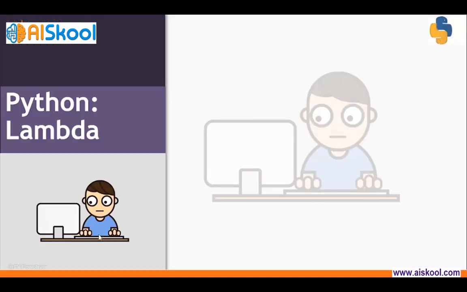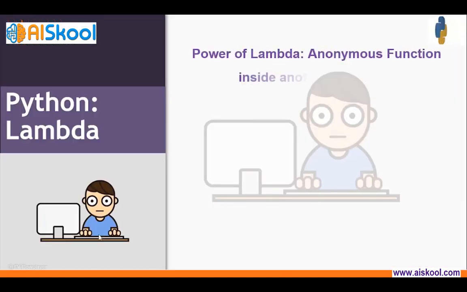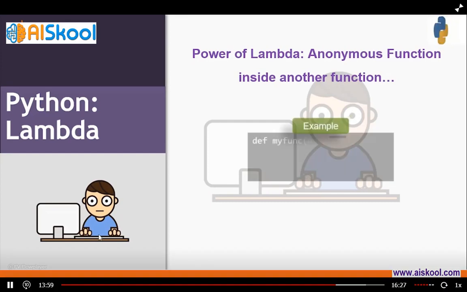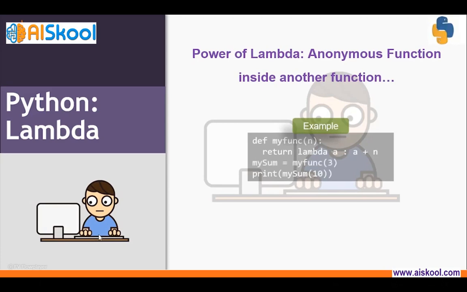Fine. Let's move ahead. Next is the power of lambda function. Well, the power of a lambda function is better shown when you use it as an anonymous function inside another function. For example, let's say you have a function definition that takes one argument and that argument will be combined with an unknown number. For example, you have my function as n returns lambda a such that a plus n. So you are defining a variable my sum equal my function of 3.